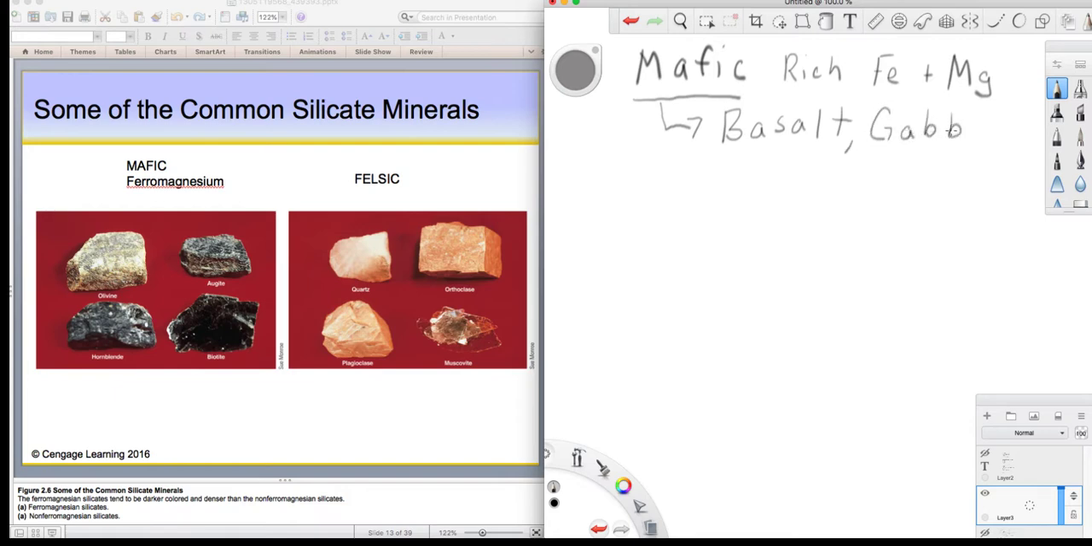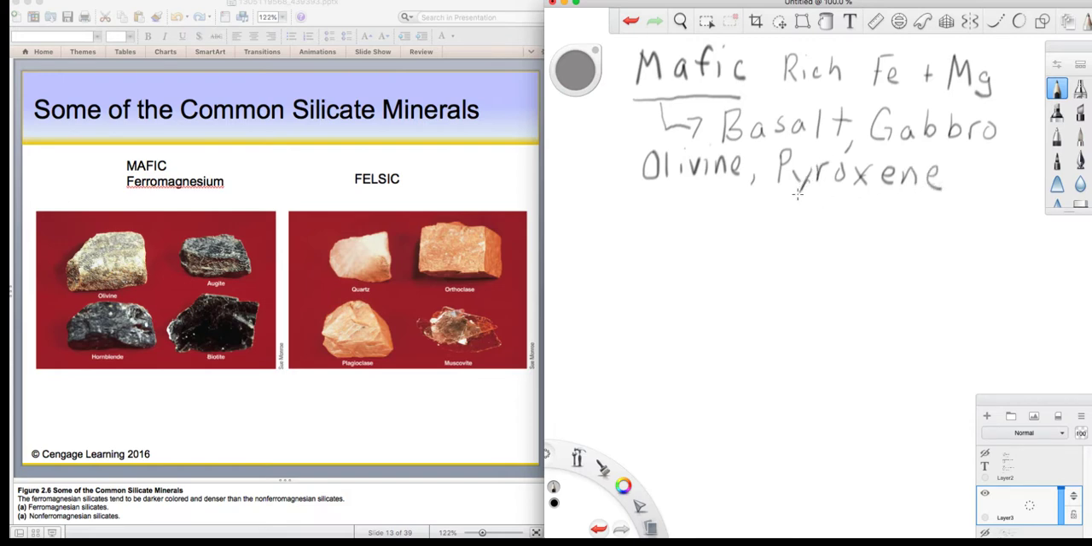So gabbro is an igneous rock that cools and solidifies at depth, so it has large crystals. And then the minerals that are said to be mafic include olivine. That's a mafic mineral. I mentioned pyroxene. The pyroxenes are really a group of minerals with a certain structure. They call it a single chain structure.